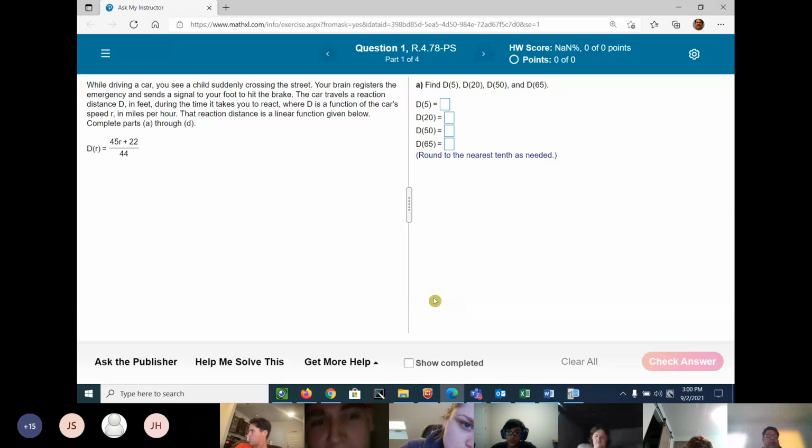All right, this one is reaction time. How many feet will your car travel? And this is important. I think everybody should know this, because we have people that think they're important that drive like 60 in a school zone. They think they're important, but they're not. D of R is equal to 45R plus 22 over 44. What is the reaction distance a car will travel if you are traveling at 5 miles an hour?